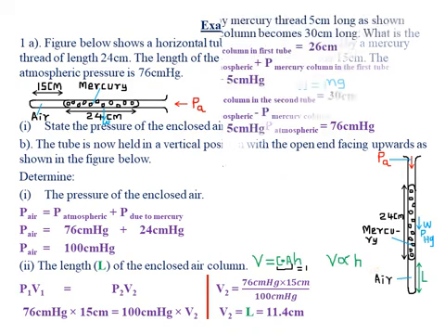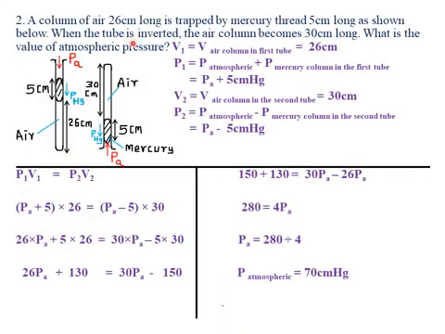Next, our second example reads that a column of air 26 centimeters long is stopped by a mercury thread 5 centimeters long as shown below. When the tube is inverted, the air column becomes 30 centimeters. What is the value of the atmospheric pressure? So we simply use Boyle's law. We compare P1 V1 with P2 V2.